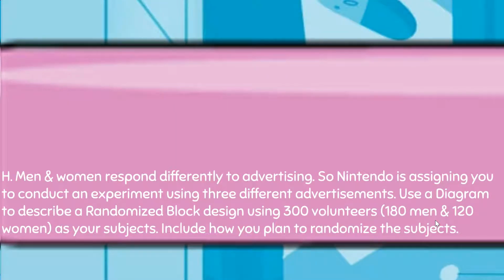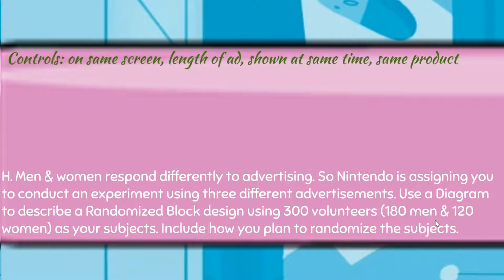This one's going to be a little different because let's say men and women respond differently to advertising. So Nintendo is assigning you to do that same experiment, but this time doing a randomized block design. You have 300 volunteers. Weren't they lucky? 180 men, 120 women. As your subjects, include how you plan to randomize the subjects. Always important. Controls, something to always consider.